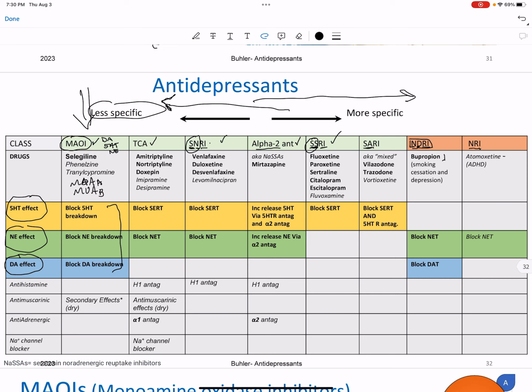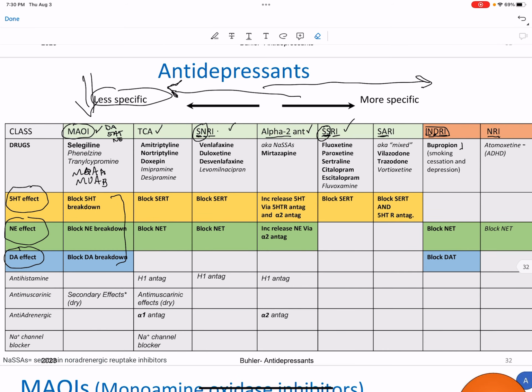But we do have some side effects, and some of the side effects of antidepressants that are really major are that some of them are going to have some antagonism at histamine receptors, so they're antihistaminergic, antimuscarinic, antiadrenergic, and they can be sodium channel blockers. So not only are we looking at how selective are they within these three monoamines, we're also looking at how many other types of binding effects they have.